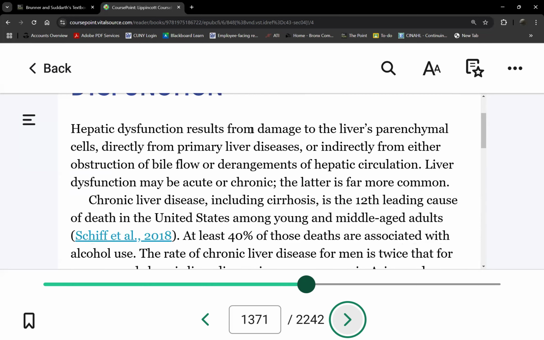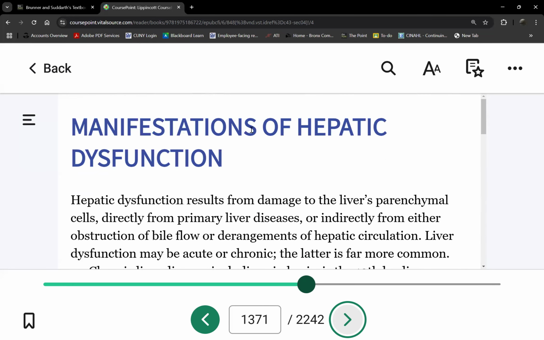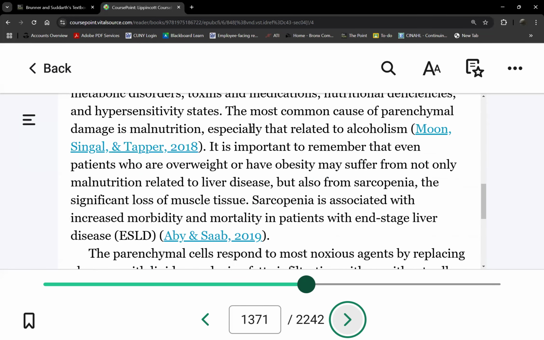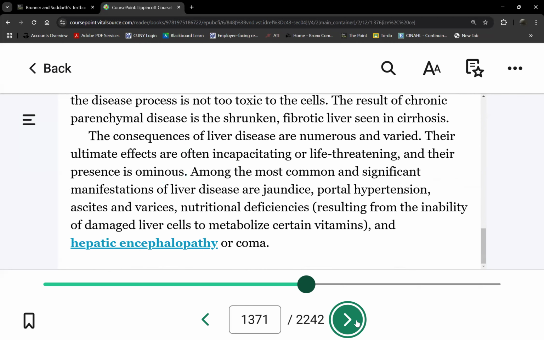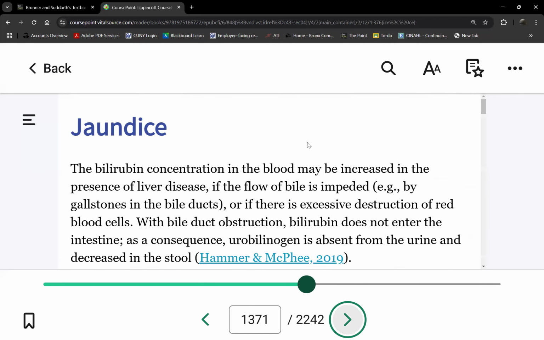Let's go now to manifestations. So what will we see when the patient has liver disease? Let's start with the first one, which is ascites, jaundice, sorry. So when we see yellowing of the skin, we always attribute that to what? Liver disease, okay? So something's wrong with the patient's ability to excrete bilirubin, which is the primary job of our liver.